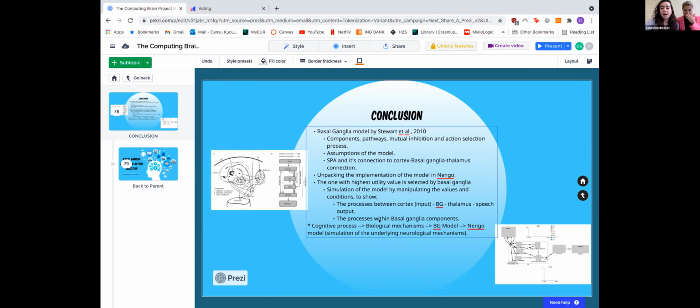And we try to unpack every detail as much as we can by showing the simulations that we did in Mango and how we changed simulations to show how it's related to the action selection process.